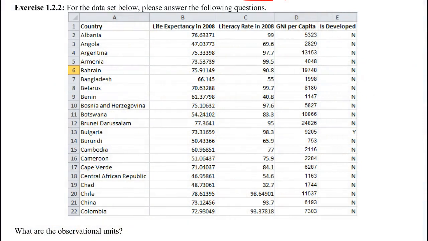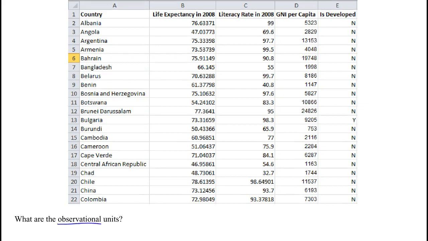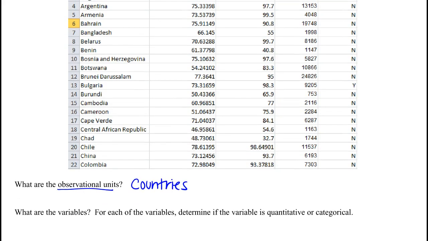I'm going to talk us through it. So the observational units, remember, in a spreadsheet are typically the rows. So if we look here, what do we collect data on? Well, it looks like we asked data of different countries, right? So we have Albania, Angola, Argentina, Armenia, so there's a bunch of countries listed, and those are our observational units, the countries themselves.